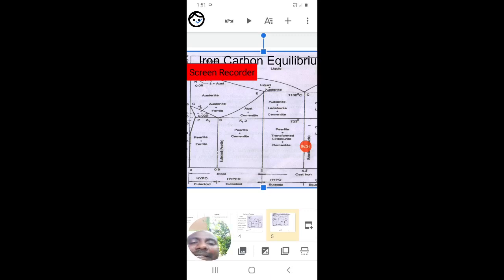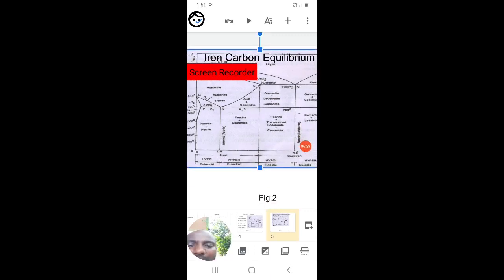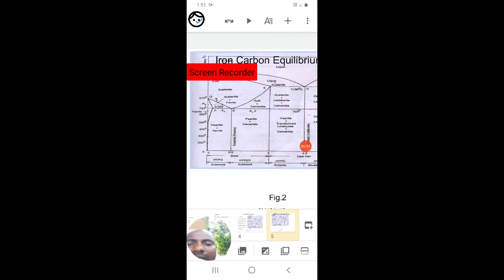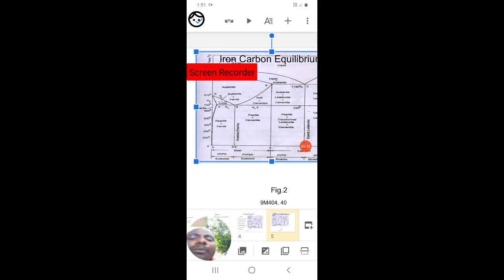These are the critical temperature lines. A2 is the Curie point temperature line. Below the A2 line the steel has magnetic properties, that is ferromagnetic properties. Above A2 it has non-magnetic properties.